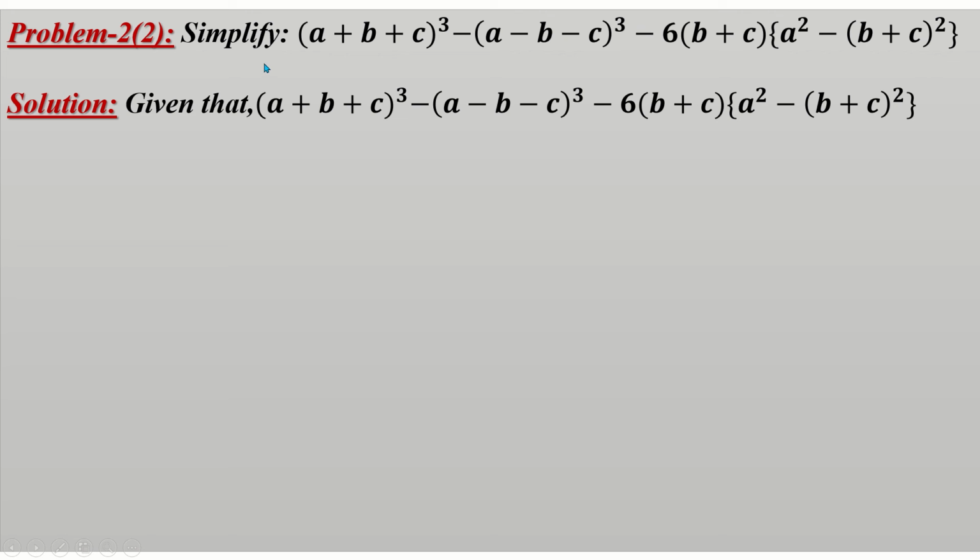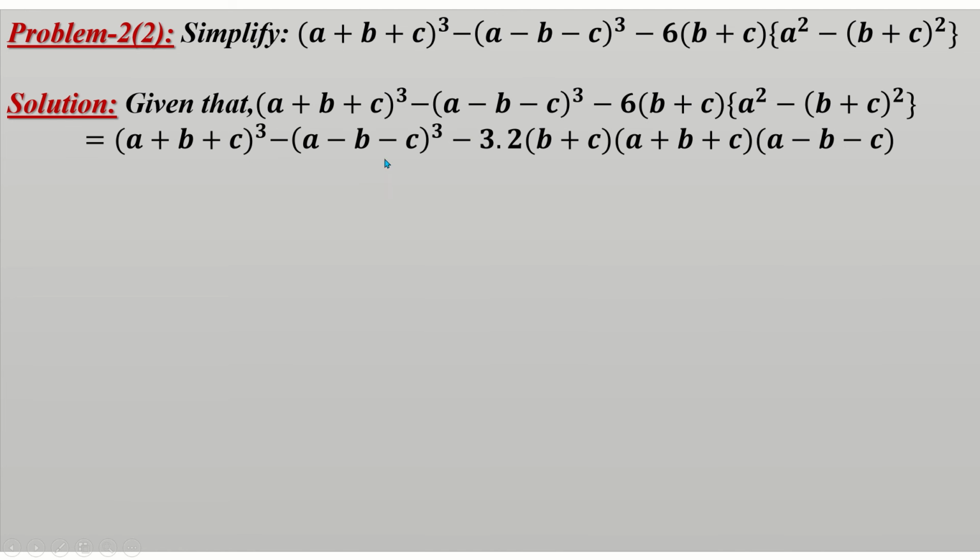Another math problem here. Given (a+b+c)^3 - (a-b-c)^3 - 6(b+c)(a^2 - (b+c)^2). That means here is the formula a^2 - b^2. So we can write the first part the same, the second part the same.